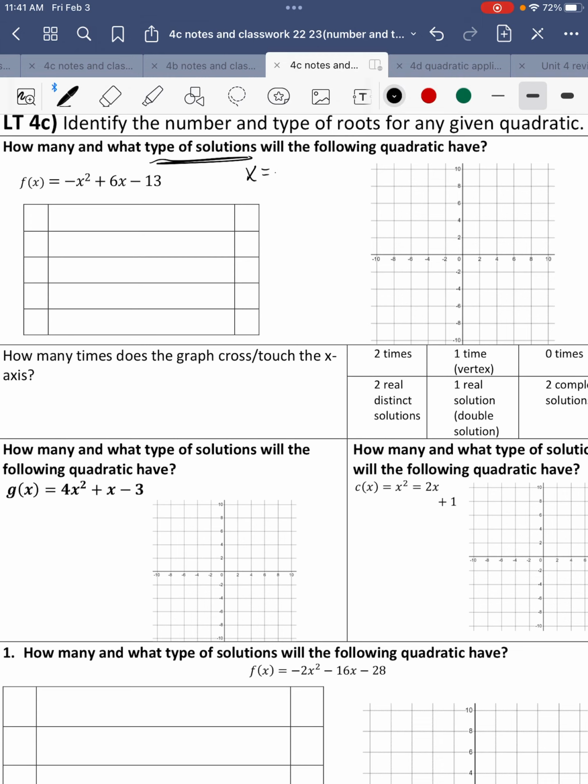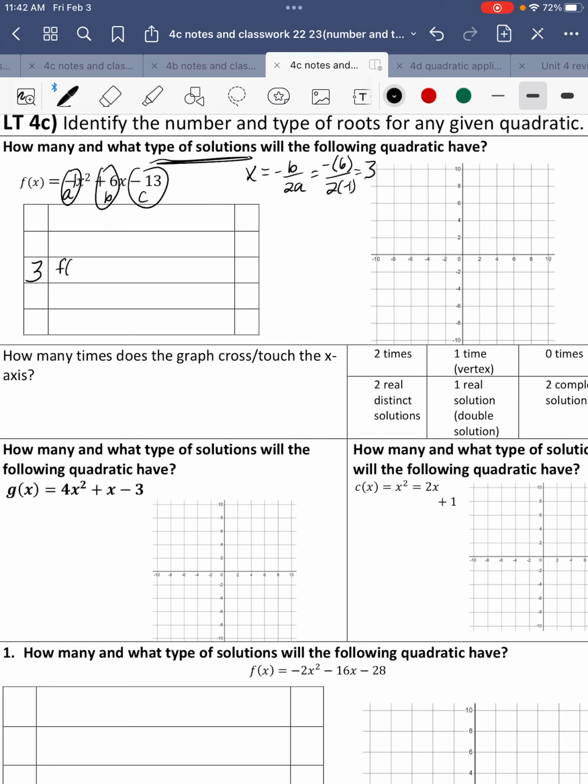First, to graph, we need to find the vertex of the quadratic. So we go negative b, where a is -1, b is +6, and c, we don't actually need it for this problem, but is -13. So we have negative b over 2 times a, and that's going to be -6 over -2, which is 3. So our x value of the vertex is 3.